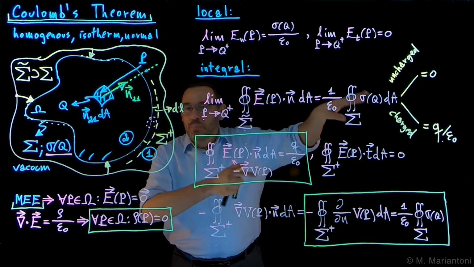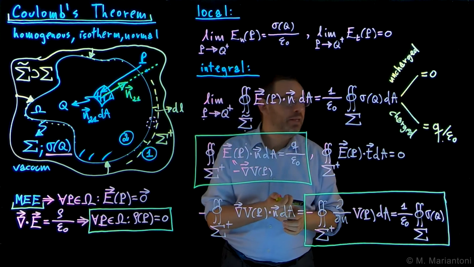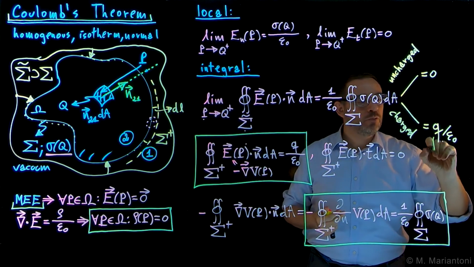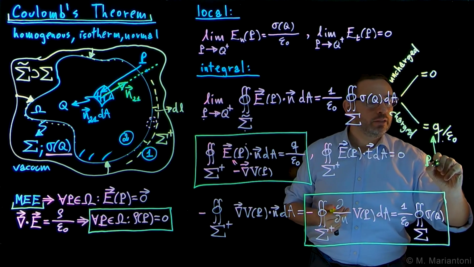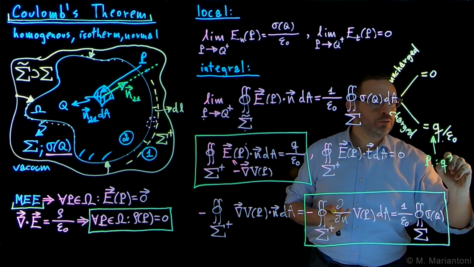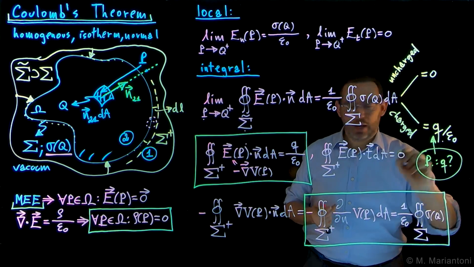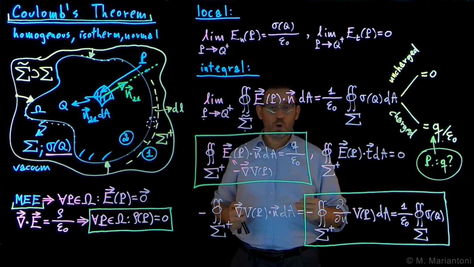Of course, everything is already built in here, but I want you to think, in Piazza, what happens when there is actually a charge Q on the object. So what happens when there is a charge Q? Please think about that in Piazza. And this is it for Coulomb's theorem.